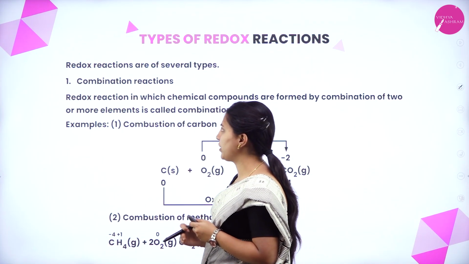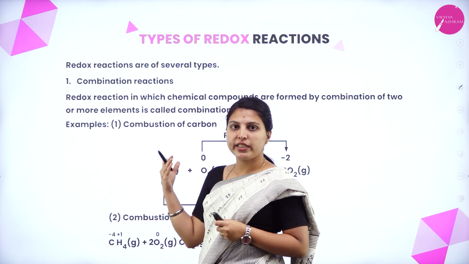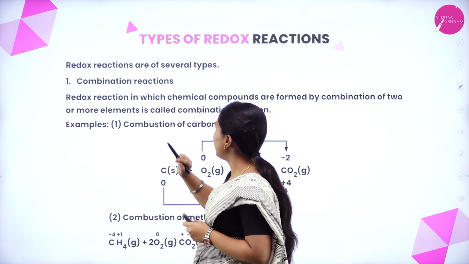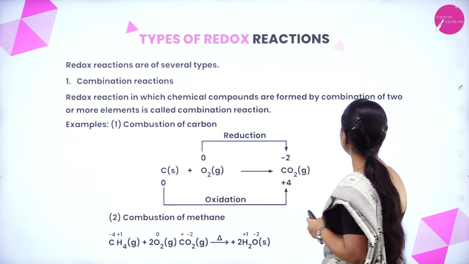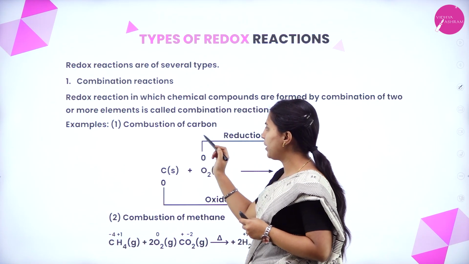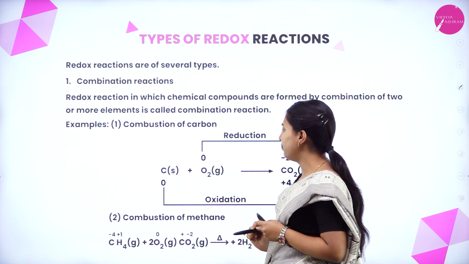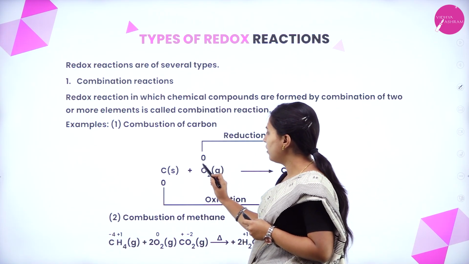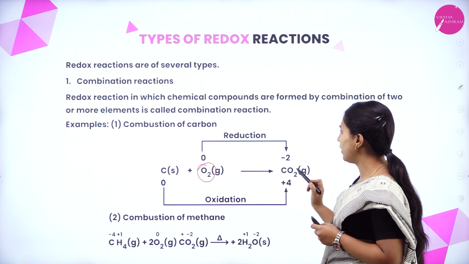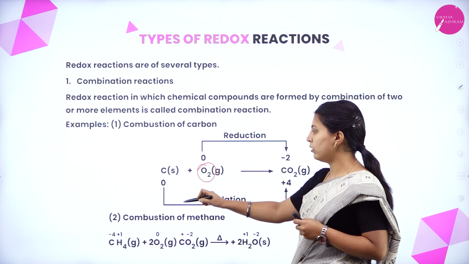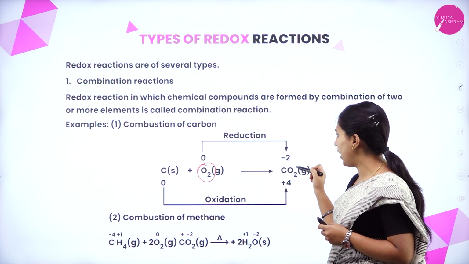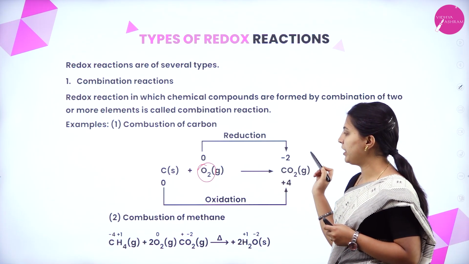First, combination reaction. As the name itself shows, combination reaction means two reactants have to combine. A redox reaction in which chemical compounds are formed by the combination of two or more elements is called a combination reaction. Example, combustion of carbon, combustion of methane. Combustion means oxygen, obviously it has to be present. Carbon plus oxygen, carbon dioxide will form. Here 0 oxidation state, here also 0, but in the product carbon is +4 by oxidation and oxygen is -2 by reduction.